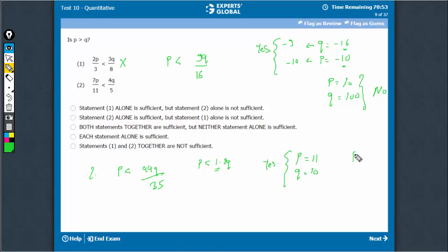However, in something like this, that P is equal to 10 and Q is equal to anything bigger, 20, in this case the answer would be no. So yes and no both are possible, so once again not sufficient.